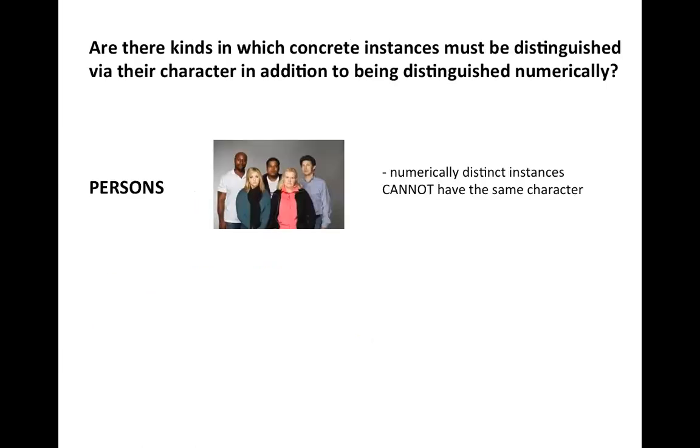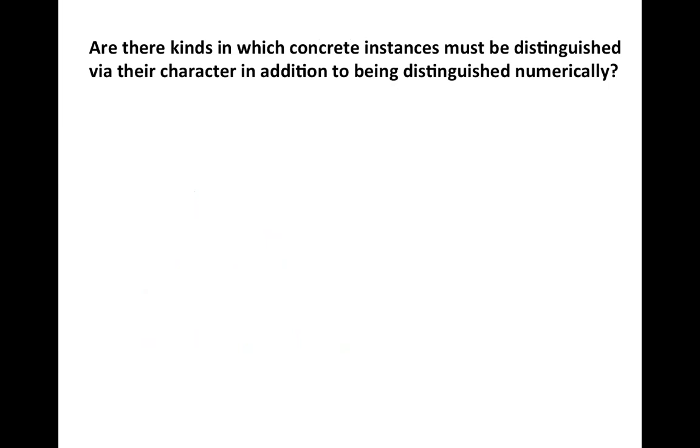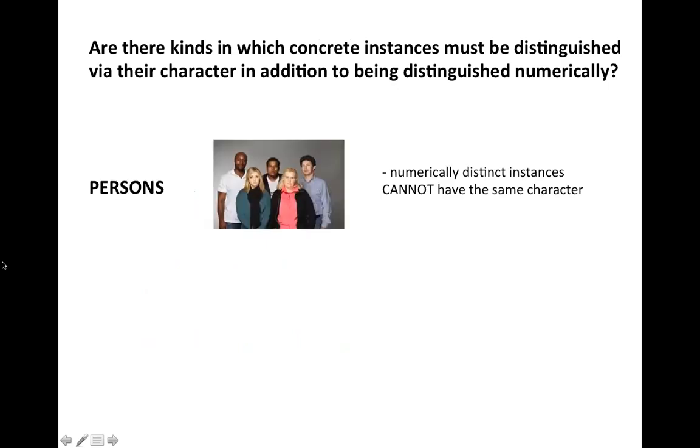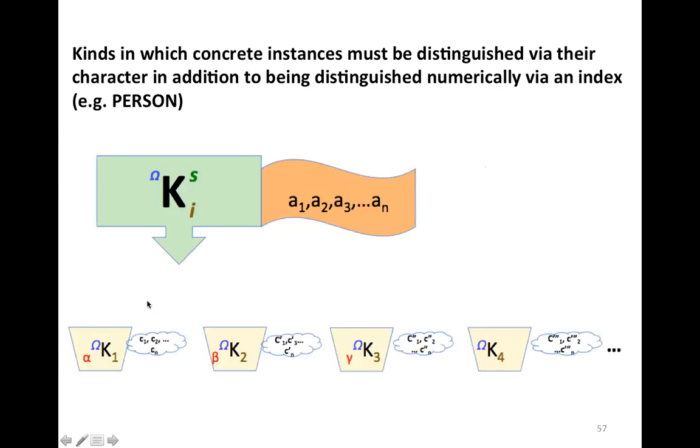now one can ask, are there kinds in which concrete instances must be distinguished via their character in addition to being distinguished numerically? And it turns out that there are. So if we think of persons, numerically distinct persons cannot have the same character. So that suggests that the kind person has numerically distinct concrete instances, but these are not merely numerically distinct concrete instances. Each one has its own individual character, personality, and knowledge, and so on and so forth.